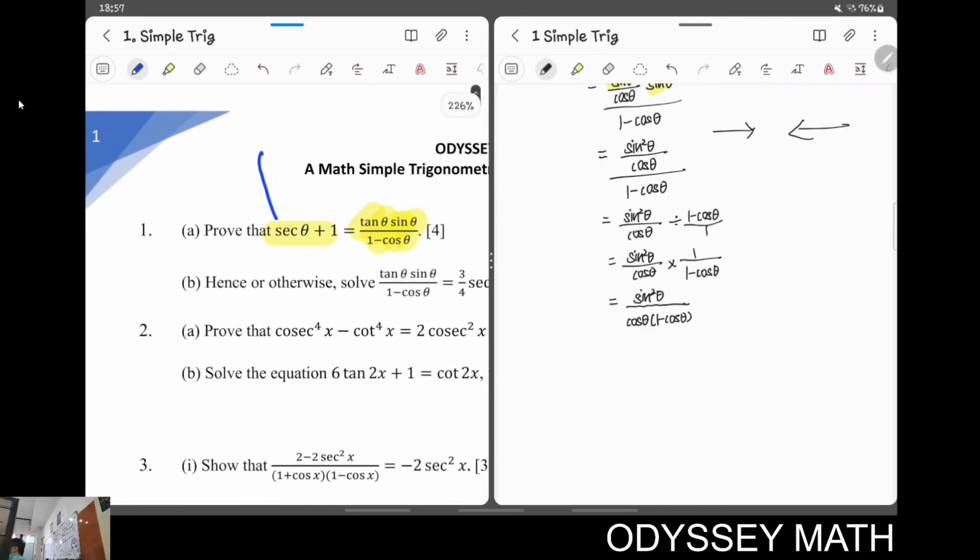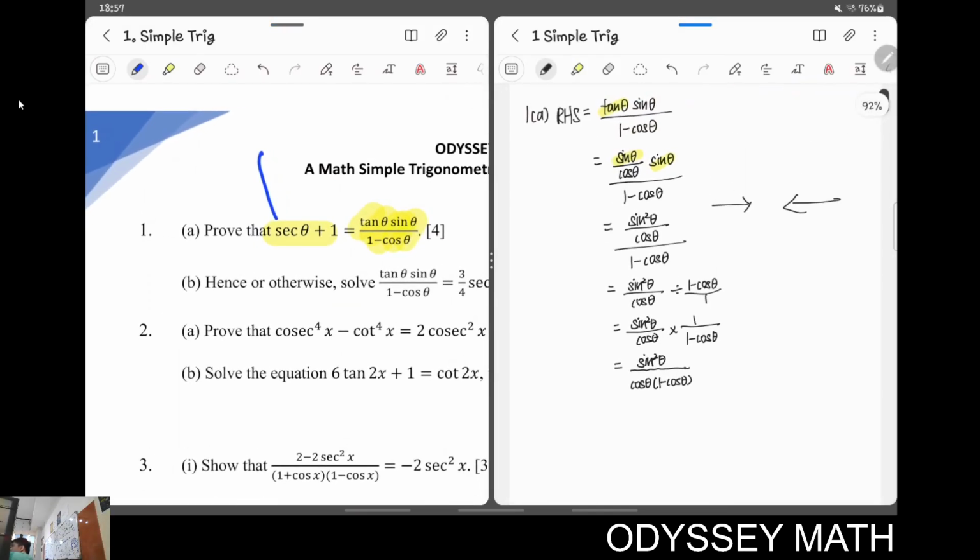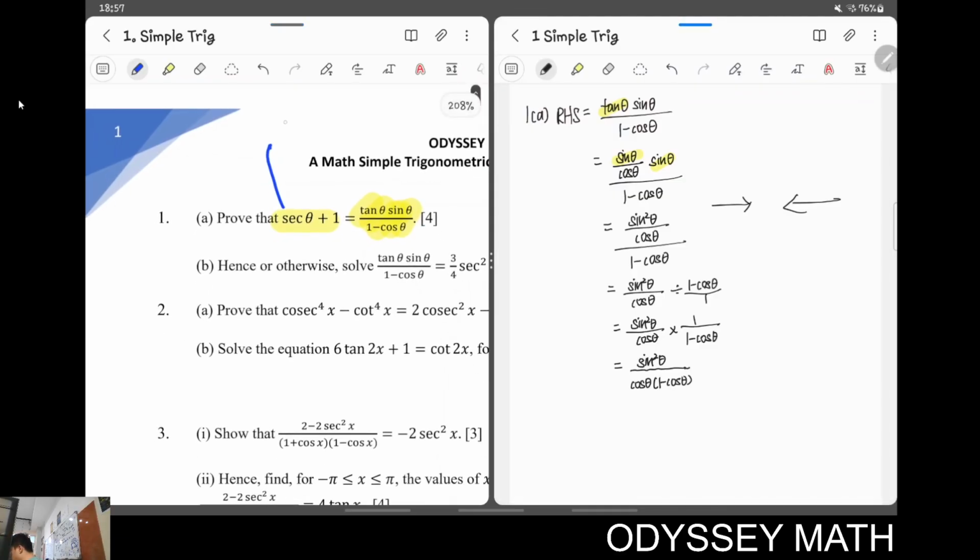So let's say you are stuck. You start from the right hand side, you are stuck here at sine square theta over cosine theta bracket 1 minus cosine theta bracket. Then you do from the left hand side. Then you say, oh, okay, secant theta is 1 over cosine theta. So how I tell students to remember is the third alphabet is C, right? So 1 over cosine theta. Okay, plus 1. So this would be 1 plus cosine theta over cosine theta, right? Make the denominator the same.